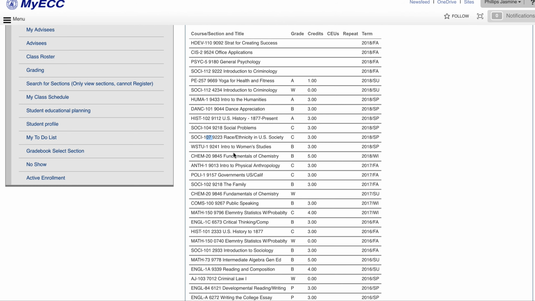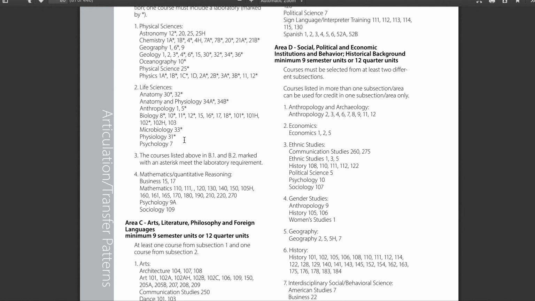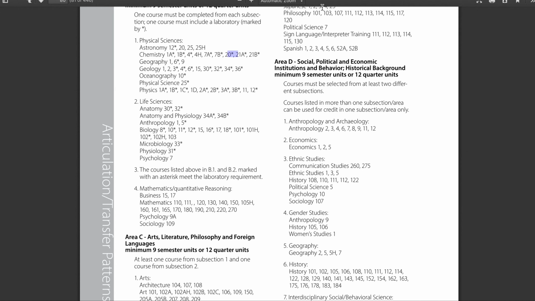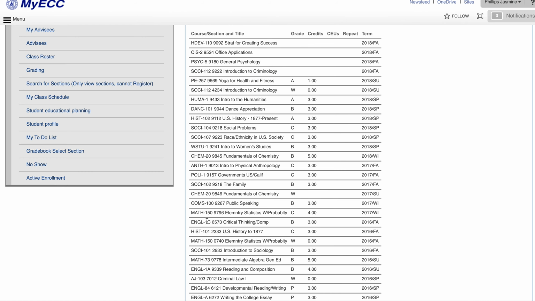And then science classes, Chem 20. Chem 20 has the laboratory because it's 5 units, so that's good. Chemistry, I want to say it's B1. Chemistry 20, yes, it's B1. So we will put Chem 20, and then we'll put it here as well because it's the lab as well. And then we're just looking for that B2 class.